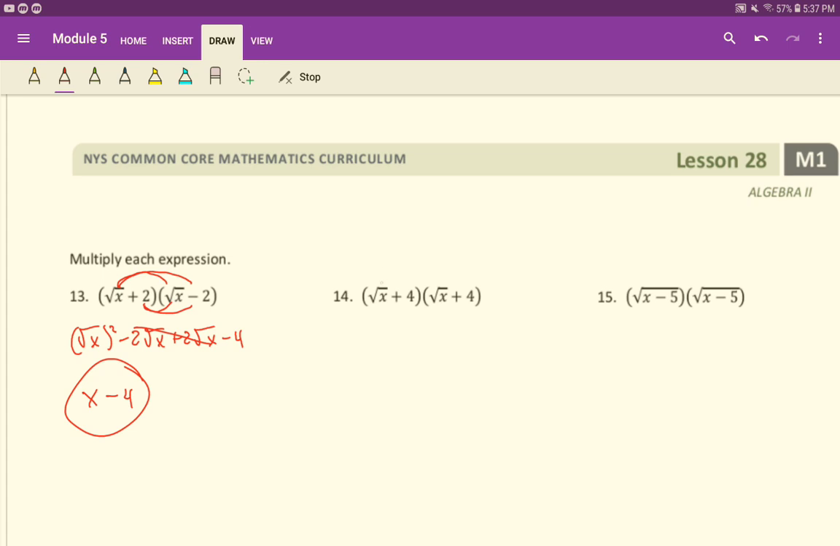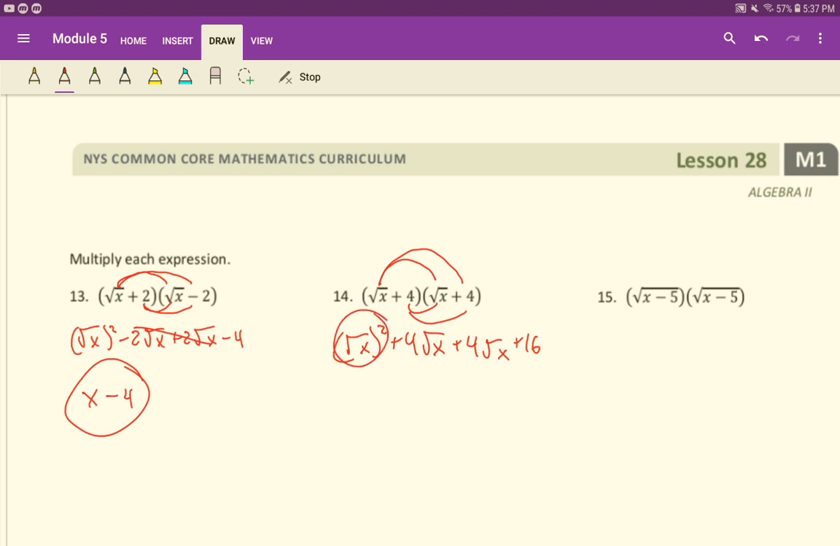Okay, so number 14, hopefully you paused and tried it. Again, if you didn't, please do that. It's really helpful for you to try this on your own. So for number 14, we'll do root x plus 4 times root x plus 4. So again, root x times root x is root x squared. Root x times 4 is 4 square root of x. 4 times the square root of x is another 4 square root of x. And 4 times 4 is 16.